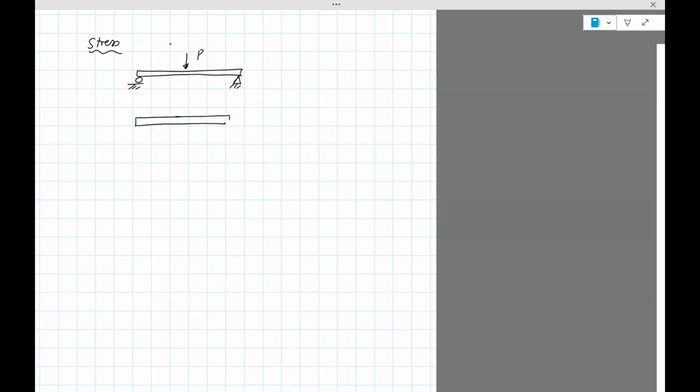Clearly, if you draw the free body diagram and solve for the reaction forces, you'll end up with P divided by 2 at each support because of the symmetry. When you take a section, this is the FBD used to get the reaction forces.